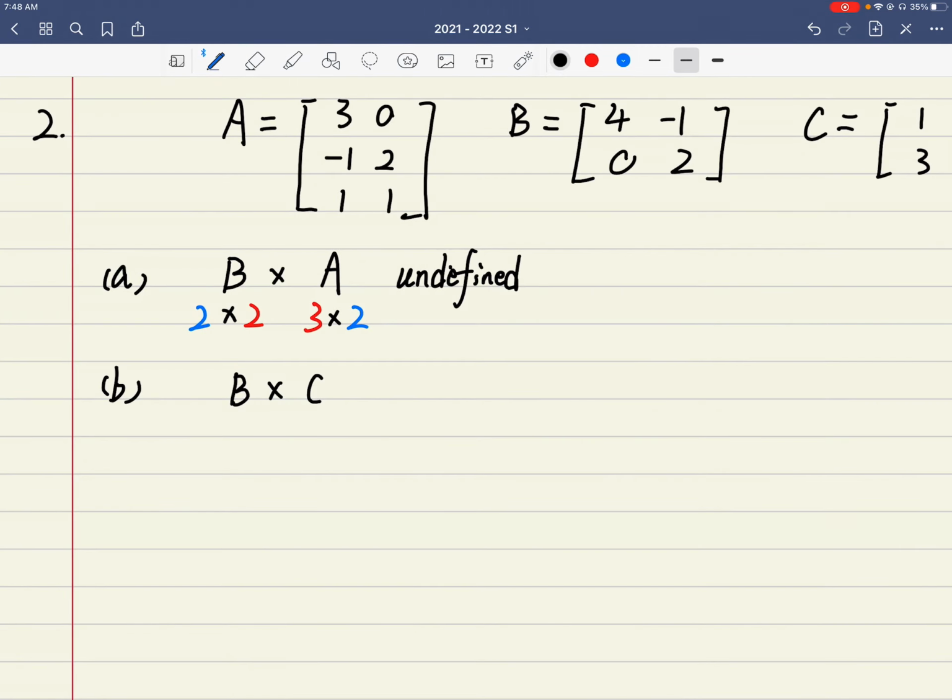So now let's write down the number of rows and columns. B has 2 rows and 2 columns. C has 2 rows and 3 columns. Now you see the number of columns of the first matrix is equal to the number of rows of the second matrix, so now we can do the matrix multiplication. Let's copy it.